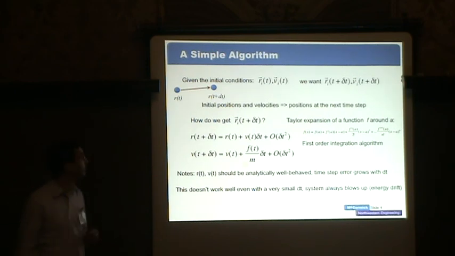So then one can think of a simple algorithm to be able to do this. I have the initial conditions, so initial positions and initial velocities, and what I want is the positions at the next time step. The simplest way to do that mathematically is a Taylor expansion. And now you can have r(t plus delta t), which will be a function of velocity and then the time difference.